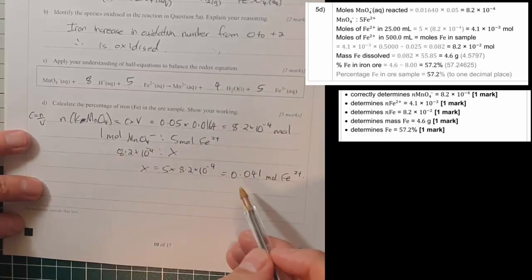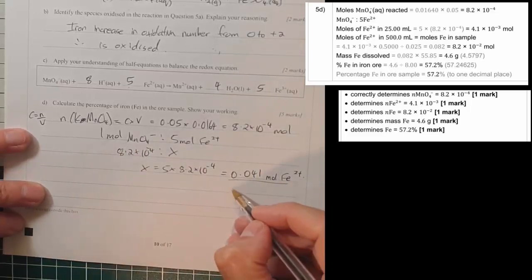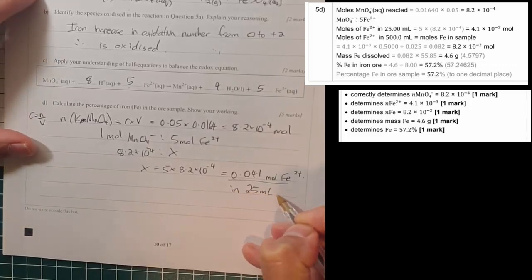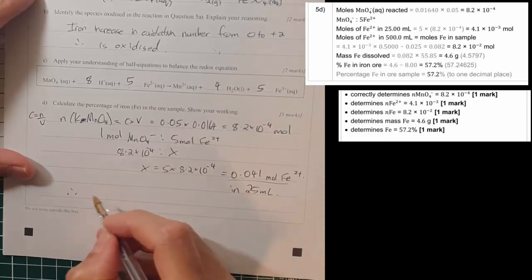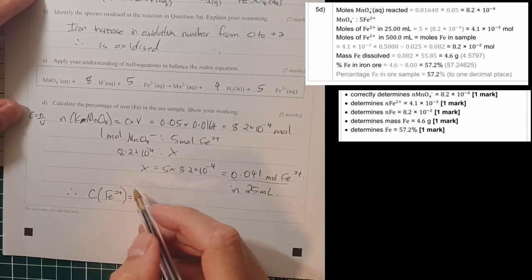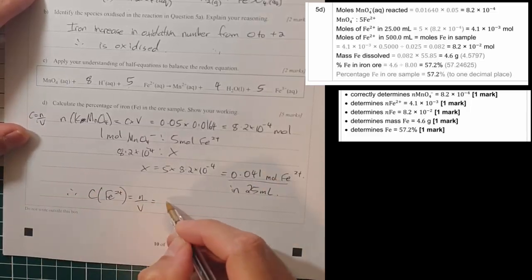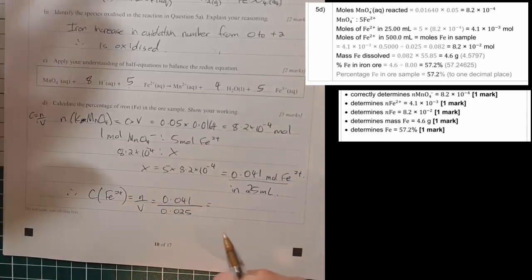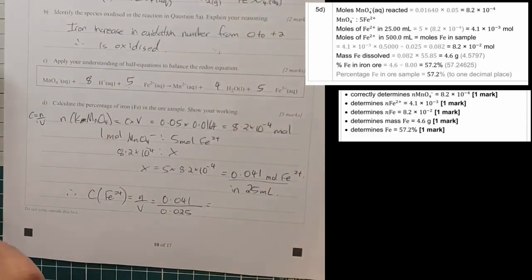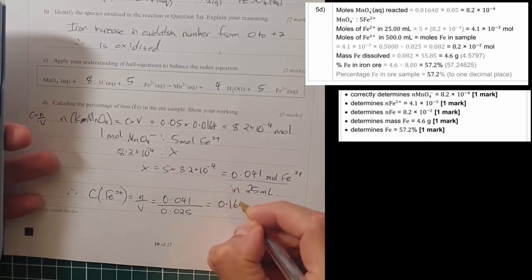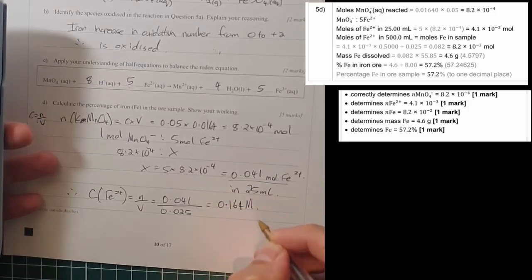All right, so I've got this many moles in, what did we get? That was in 25 mL. So therefore the concentration of Fe2+, concentration is number of moles over volume, so it's 0.041 over 0.025. This is quite nice since I can just keep rolling on the calculator and not get any round-off errors. 1.64 molar. All right.